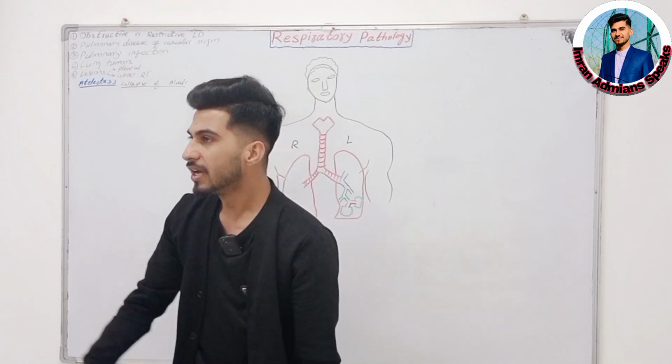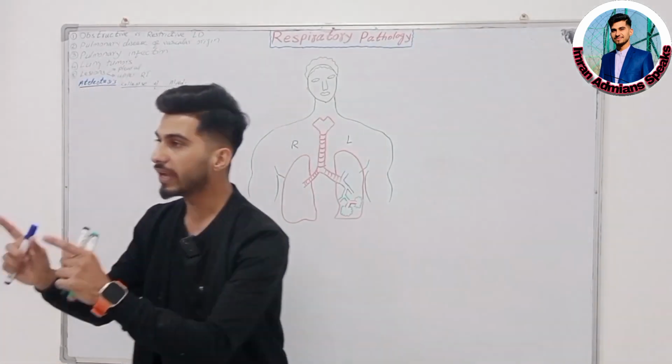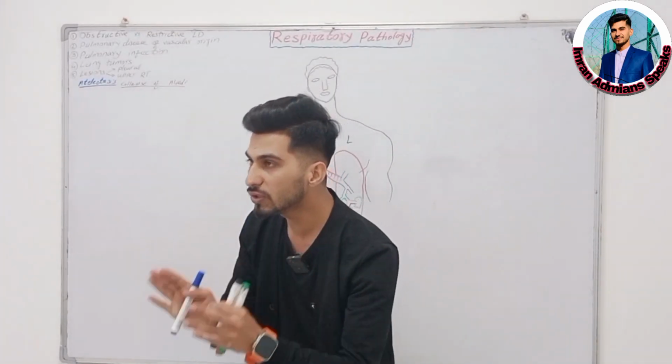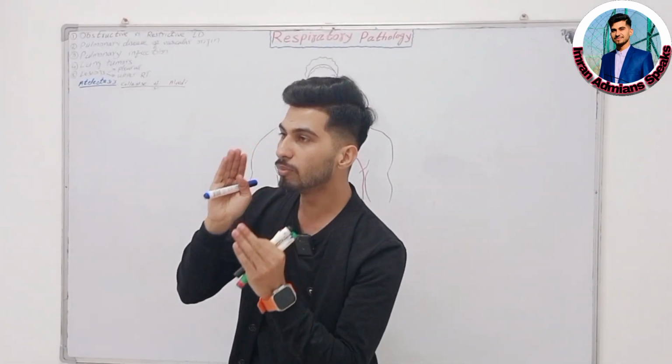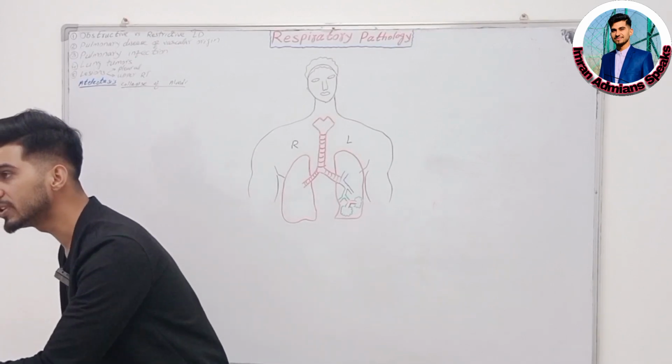That's why. Okay. And in this case, ventilation is the movement of air into the alveoli, and perfusion is the movement of blood which is reaching the alveoli. This is ventilation perfusion balance.